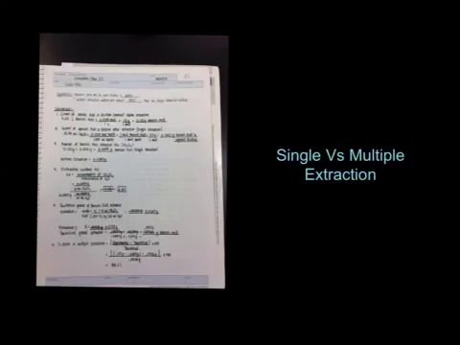So which is more efficient? Well, the multiple extraction was more efficient because less benzoic acid is kept, which meant that there is less base required to neutralize the acid.